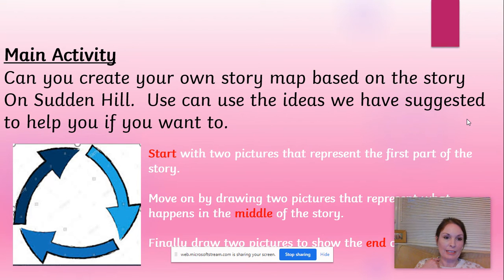So your activity, I want you to create your own story map based on the story of On Sudden Hill. You can use the ideas we've suggested to help you if you want to. Start with 2 pictures that represent the first part of the story.